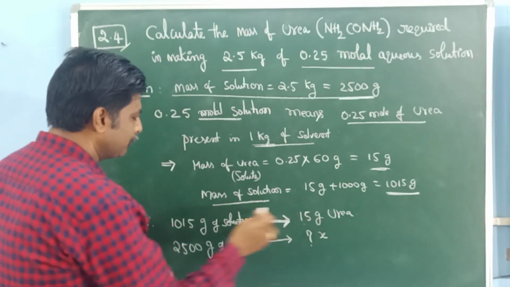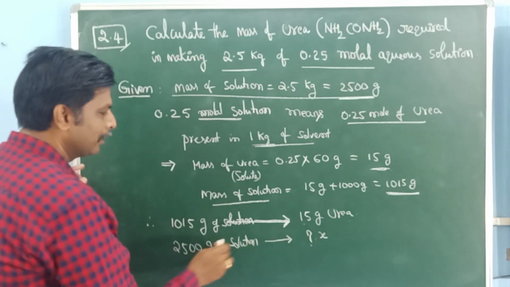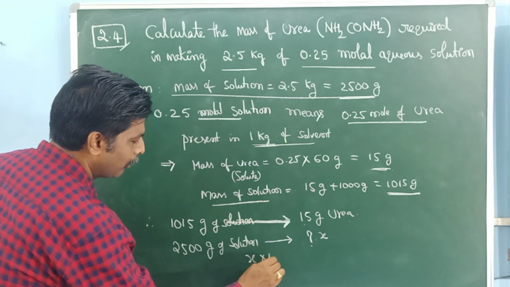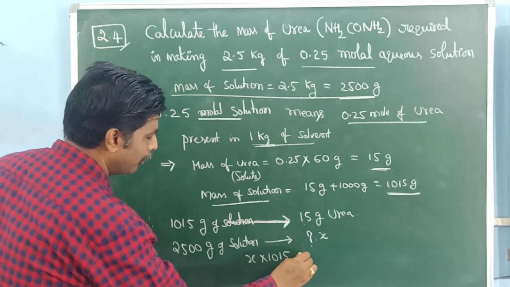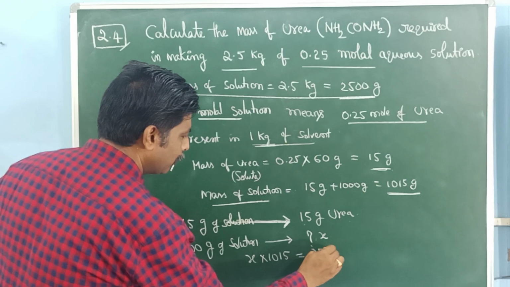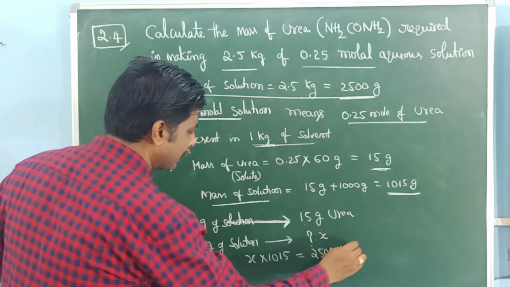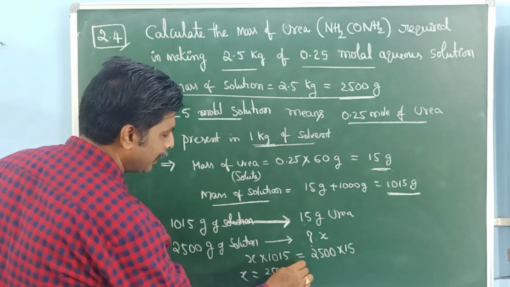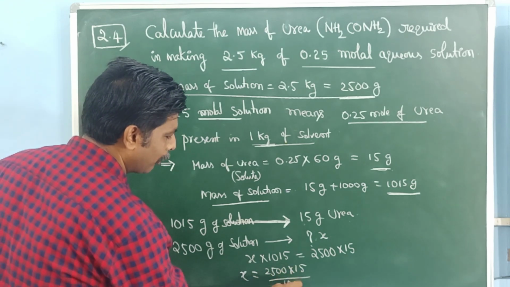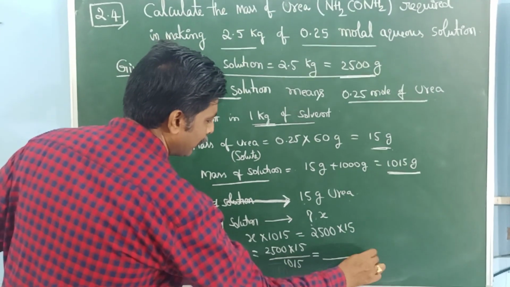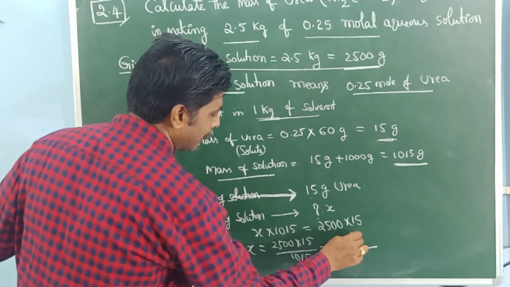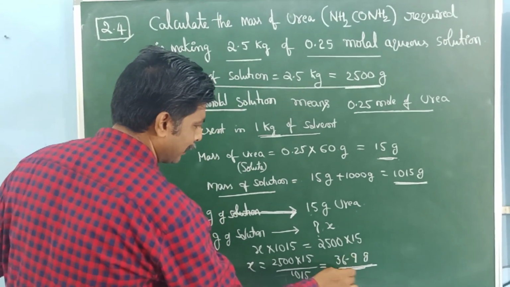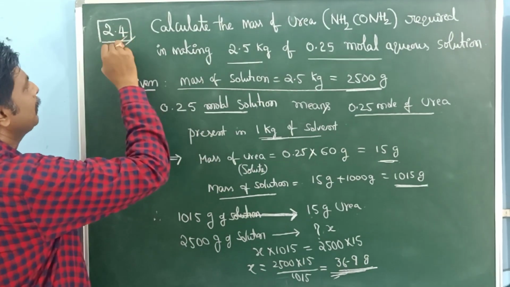If it is 15 grams for this one, per x grams for this one. You have to calculate x by cross multiplication. x into 1015 is equal to 2500 into 15 grams. That means x is equal to 2500 into 15 by 1015. You simplify this and you will get nearly 36.9 grams. So that is question number 2.4.